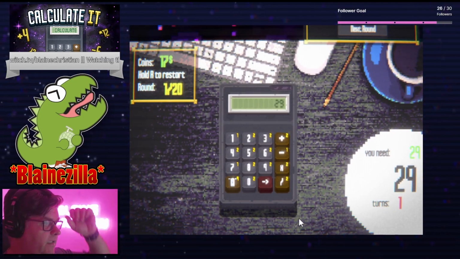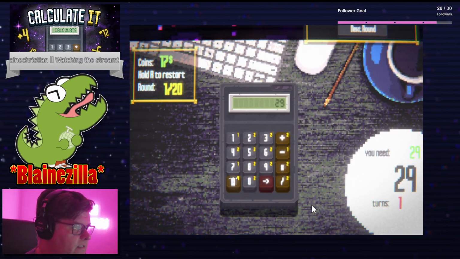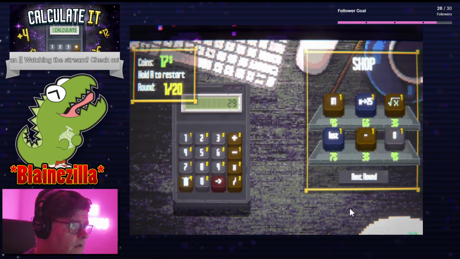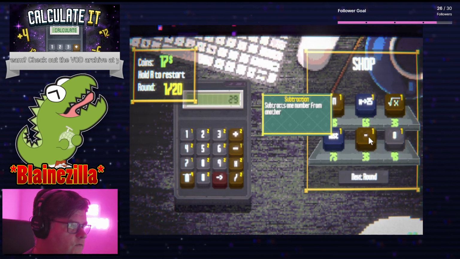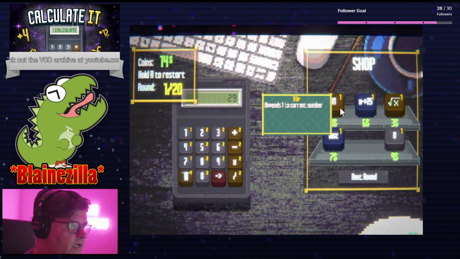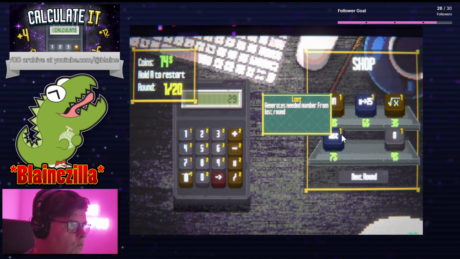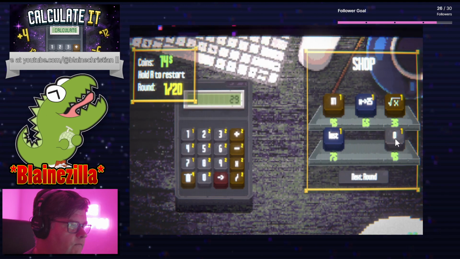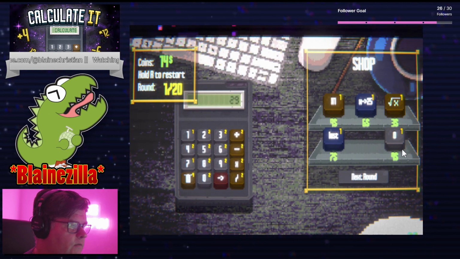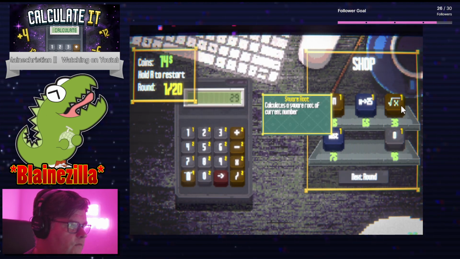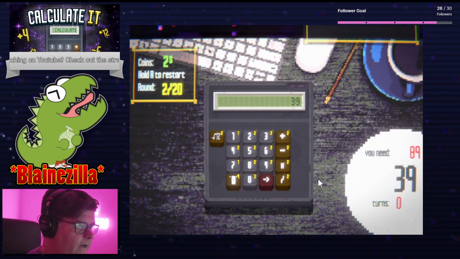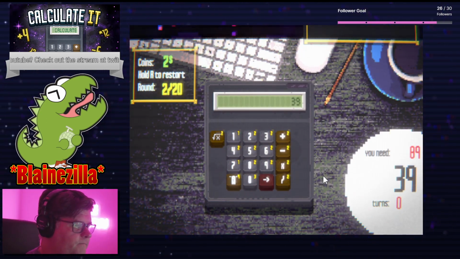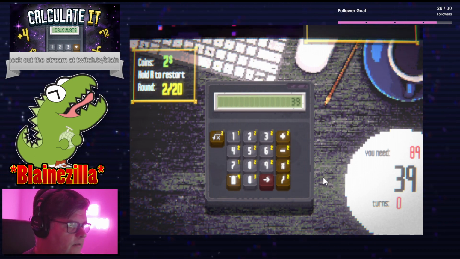And now we gotta start keying up. So now we want to get these keys. Alright, so different function keys. Square root could be powerful. Subtract is huge. Alright, so we'll get a subtract. Appends 1. Converts to 25. A bonus 0. Maybe a bonus 0 is good. Let's get the square root and a bonus 0. Next round. Alright. 89 from 39.